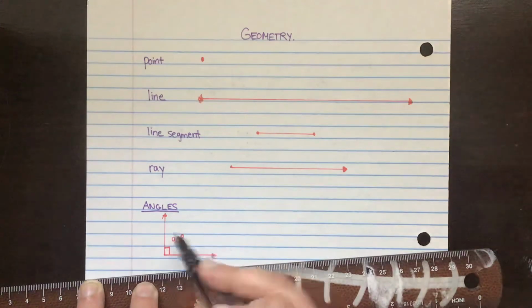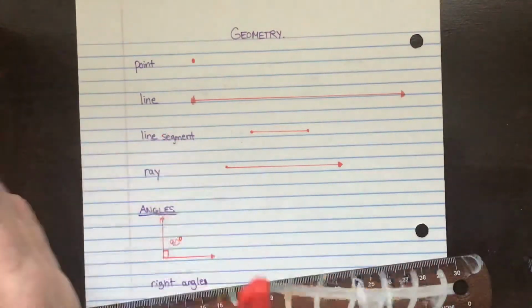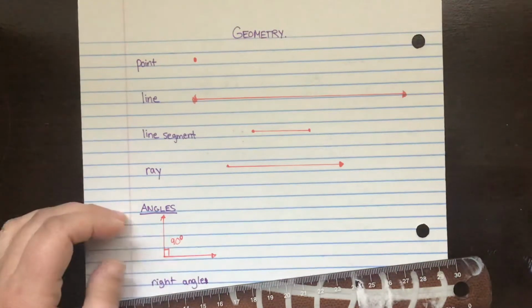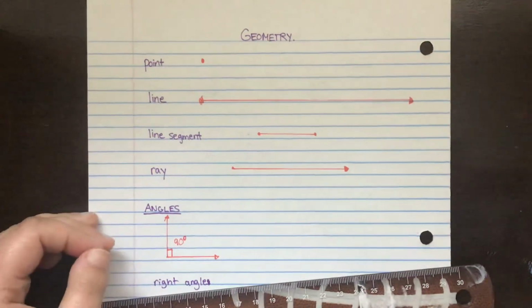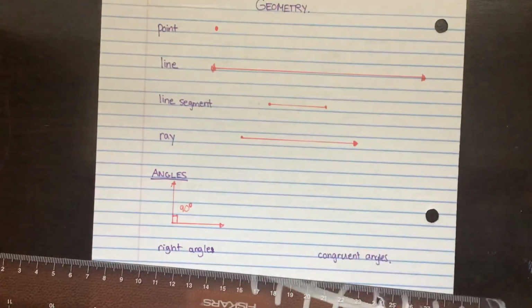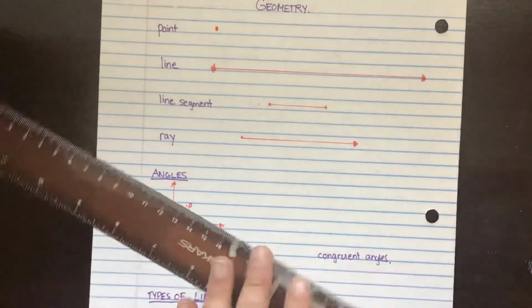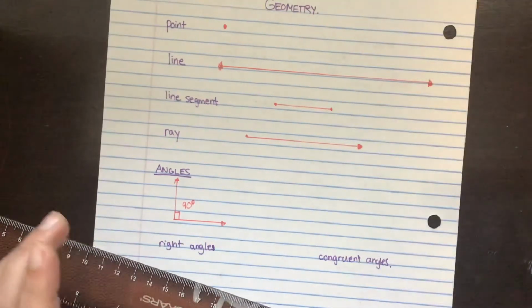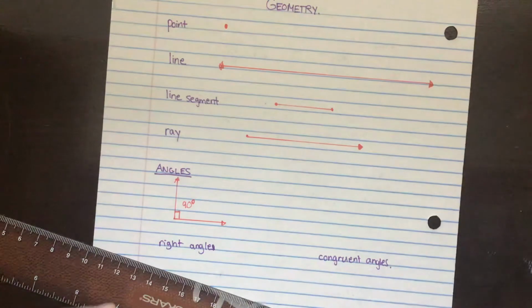So we can count how big our angle is, how far our mouth is open. But when it looks like a chair or it looks like a corner of a box, that's what we call a 90-degree angle. Now, on the other side, we have congruent angles. Congruent angle doesn't mean a specific measurement. It just means that if we had two angles, they would be the exact same size.